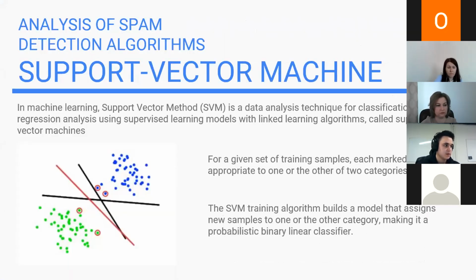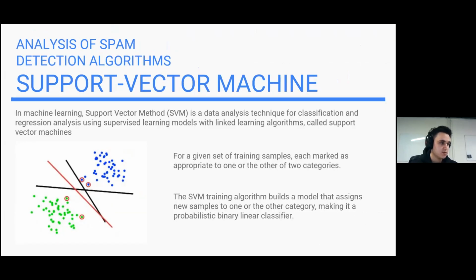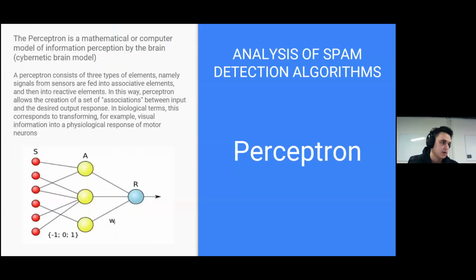The next algorithm that was used is the support vector machine. This is a supervised machine learning model that uses a classification algorithm for two-group classification problems. It divides the sample into two classes, and the new input will be assigned to one or the other category.